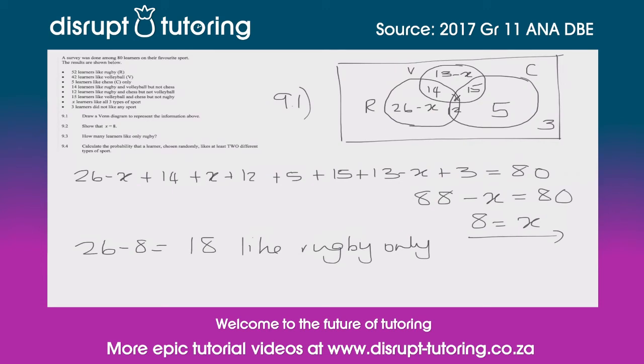Okay, moving on to our very last one, 9.4. Calculate the probability that a learner chosen randomly likes at least 2 different sports. So we've got the probability that they like 2 or more sports, and that is going to equal 14 plus 15 plus 12 plus the x, which is 8, divided by the total number of learners that we could pull from the sample, which is 80.